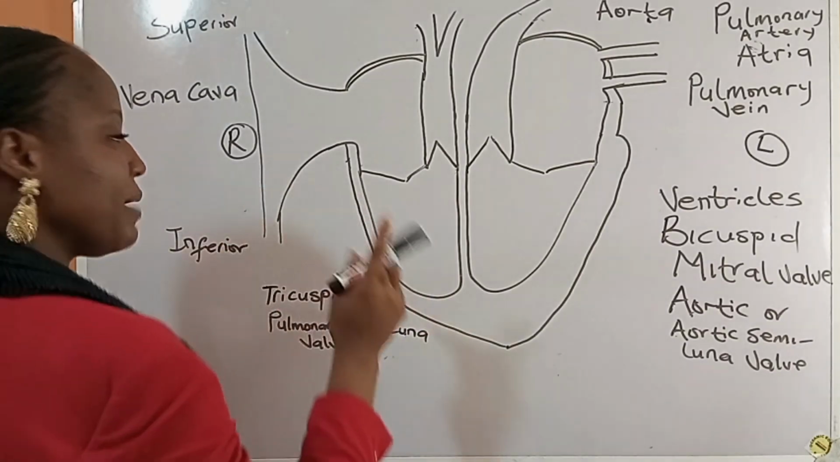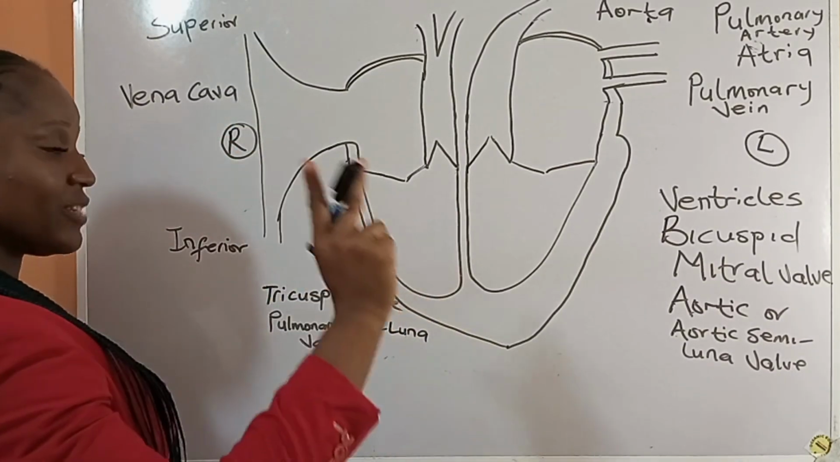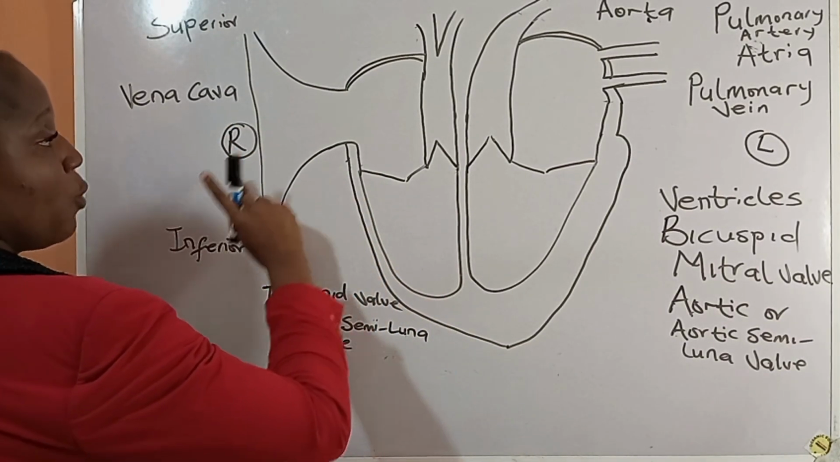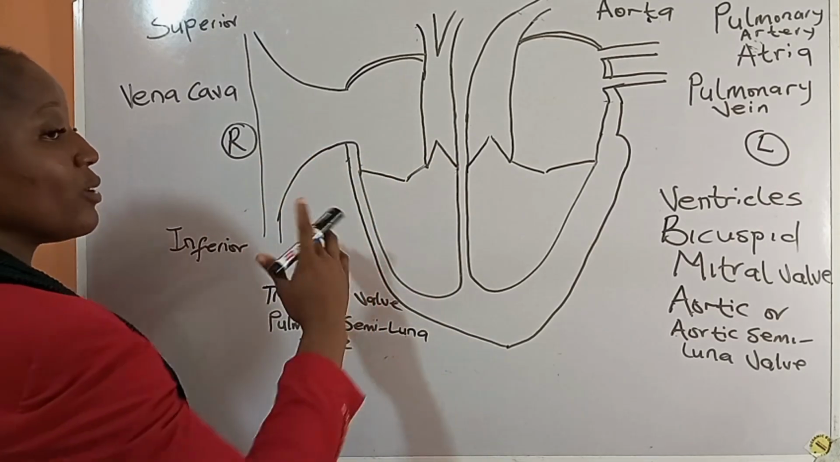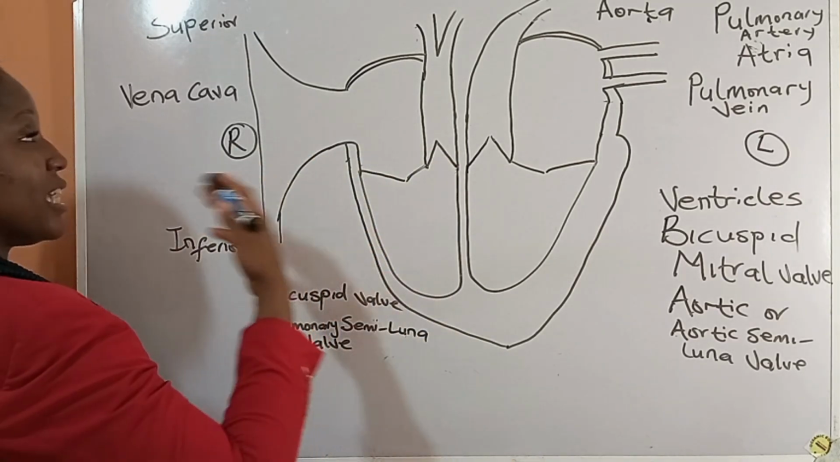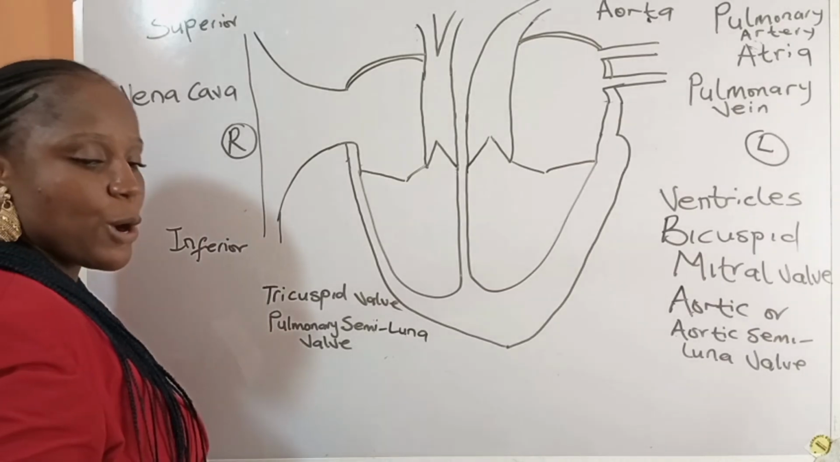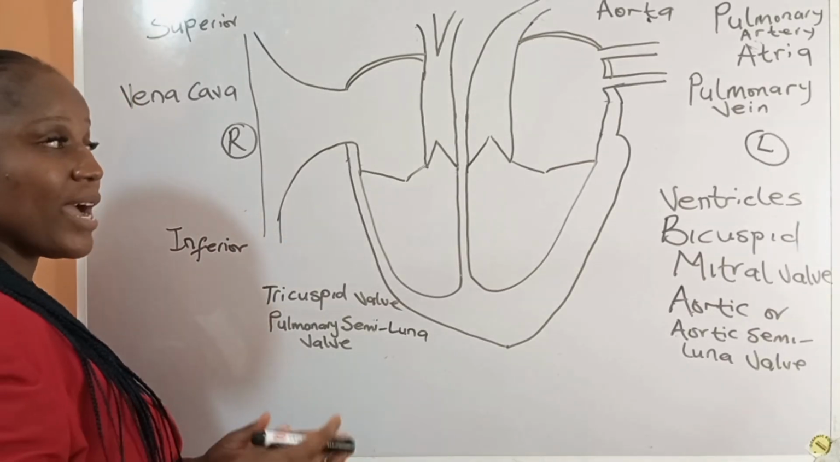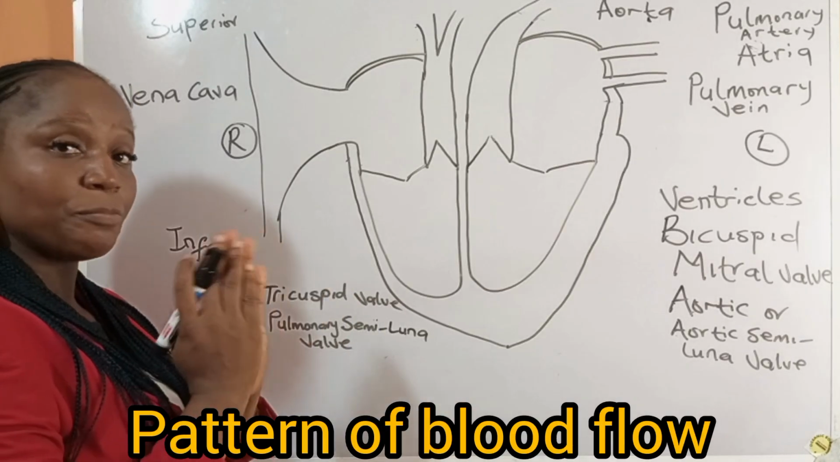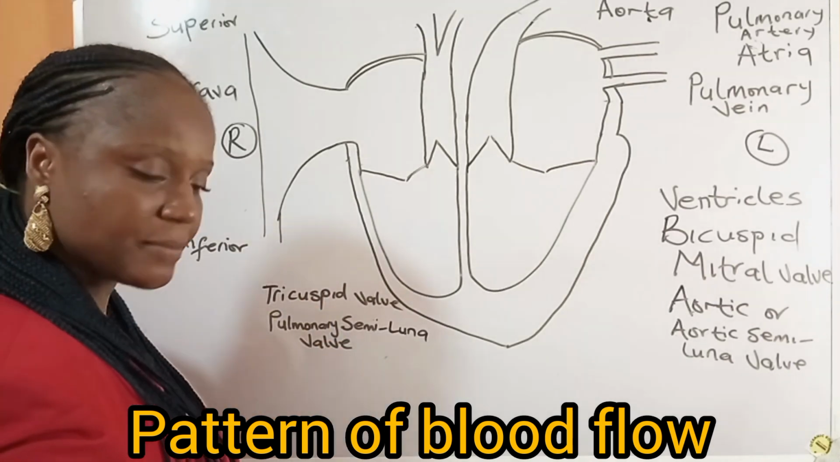And then we also made reference that there are two large veins. They are the largest veins which drain into the right atria, known as the vena cava, divided into the superior and the inferior vena cava. So the next thing we are going to see is the pattern of blood flow in the body.